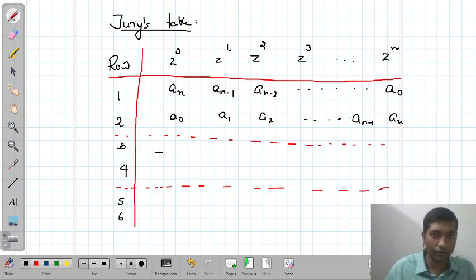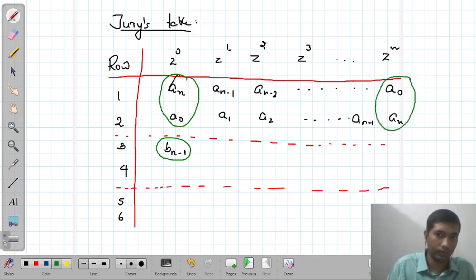Now the only thing is how to fill the third row. Please listen carefully. In order to get the element here, which is b of n minus 1 in the third row, you need to take the determinant of the first column along with the last column. So b of n minus 1 is the determinant of an, a0, a0, an. So this is bn minus 1.